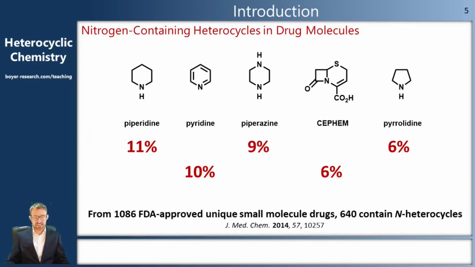If we look at FDA-approved drug molecules, we can see that nitrogen-containing heterocycles are particularly important, with 11% of drug molecules containing piperidine, 10% of pyridine, 9% of piperazine, 6% this beta-lactam, which is common in antibiotics, and 6% of pyrrolidine. Now, if you think about the wide range of different drug molecules, this is a remarkable percentage.